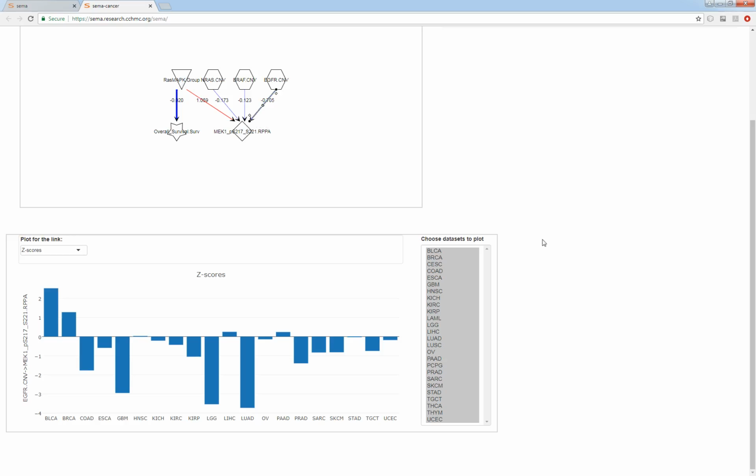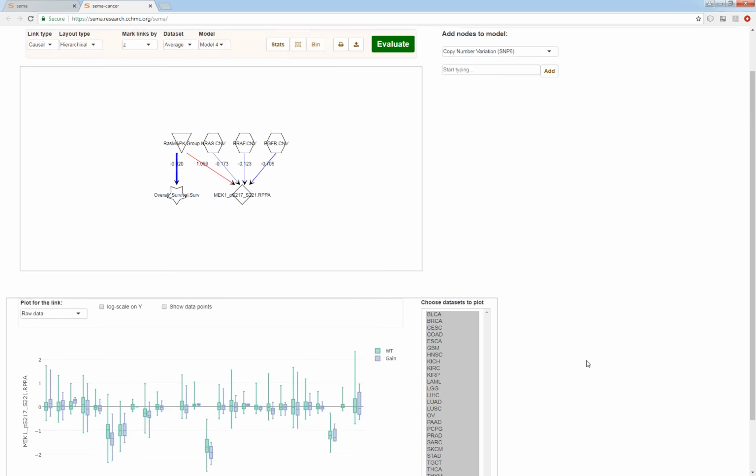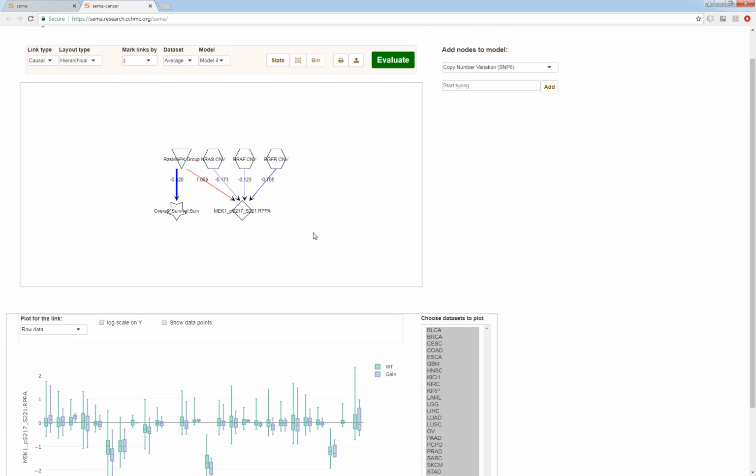So if we look individually, yes, it is actually true. Whenever you have a gain, you have less. Like for example, in lung cancers, you see this is less actually. The phospho-MAPK levels are less. In GBM also, phospho-MAPK levels are less. This may be surprising, but this is data.